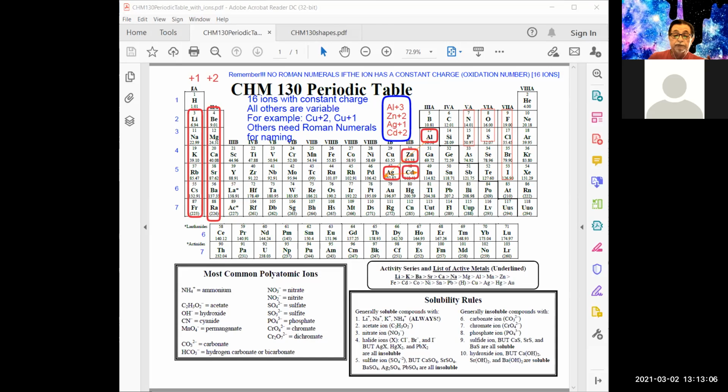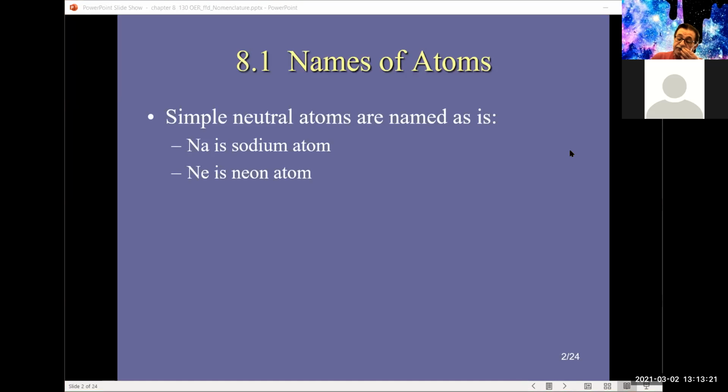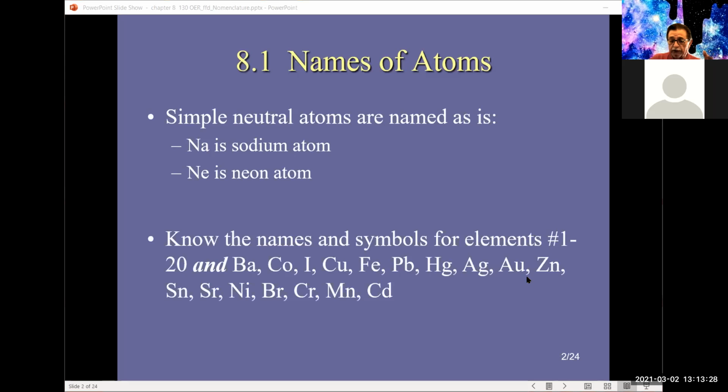All right, so this brings us to chapter 8, aka nomenclature, or basically name that compound. So names of atoms, simple neutral atoms, the name, like I just stated, stays the same. We got sodium is sodium atom. We're talking about the element, and neon is the neon element. Now, we talked about this also earlier. Know the names and the symbols for at least the first 20 elements. Then add these onto the list.